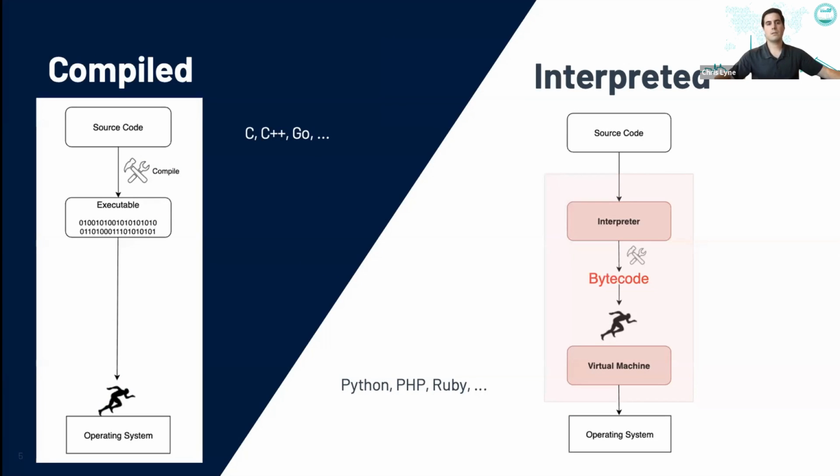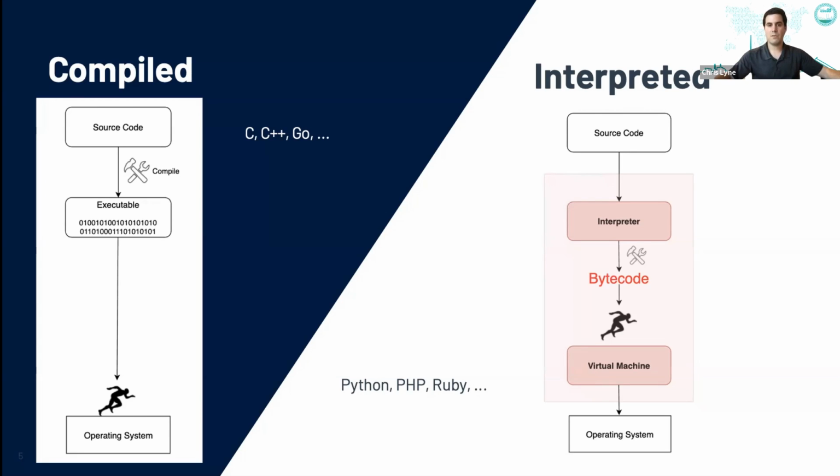So real quick, let's talk about compiled versus interpreted languages. On the compiled side of things, you're probably familiar with C or C++ or Go. Those are all compiled languages. Basically, you have your source code program. The programmer has to explicitly compile that source code into an executable format, which is machine code that targets the operating system and the processor.